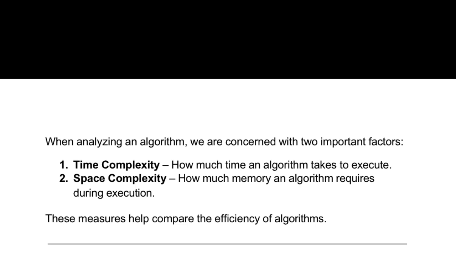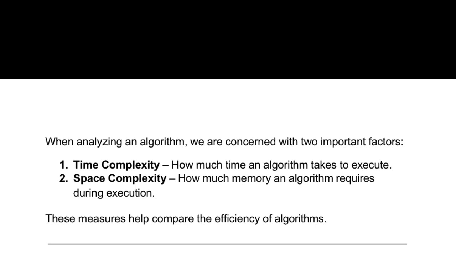Whenever we analyze an algorithm, we mainly consider two factors. First is time complexity, second is space complexity. Time complexity tells us how much execution time an algorithm needs, and space complexity tells us how much memory an algorithm needs. These two measures help us compare different algorithms and choose the better one.